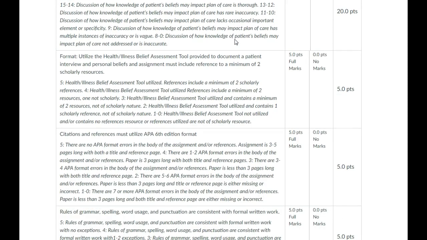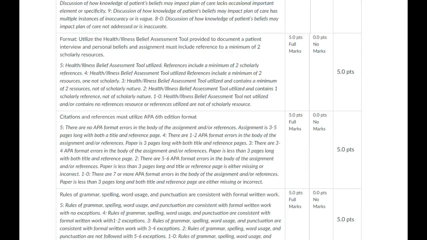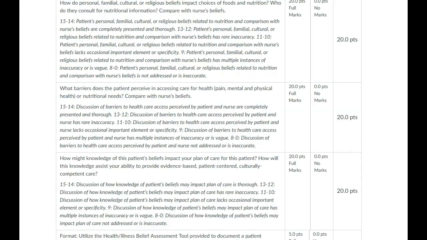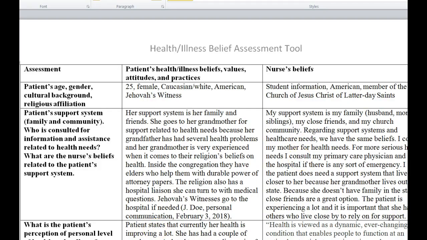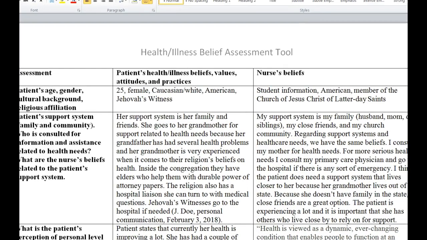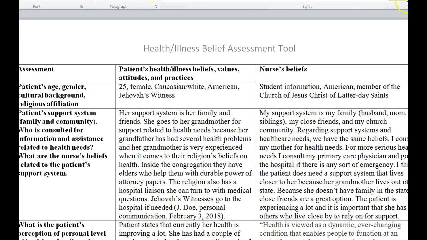Format again is citations would have to be in APA format, and you have a minimum of 2 references. You use the tool, and it's always a good idea to run your paper through spell check. So I'm going to show you an example of a paper that did get a good grade.